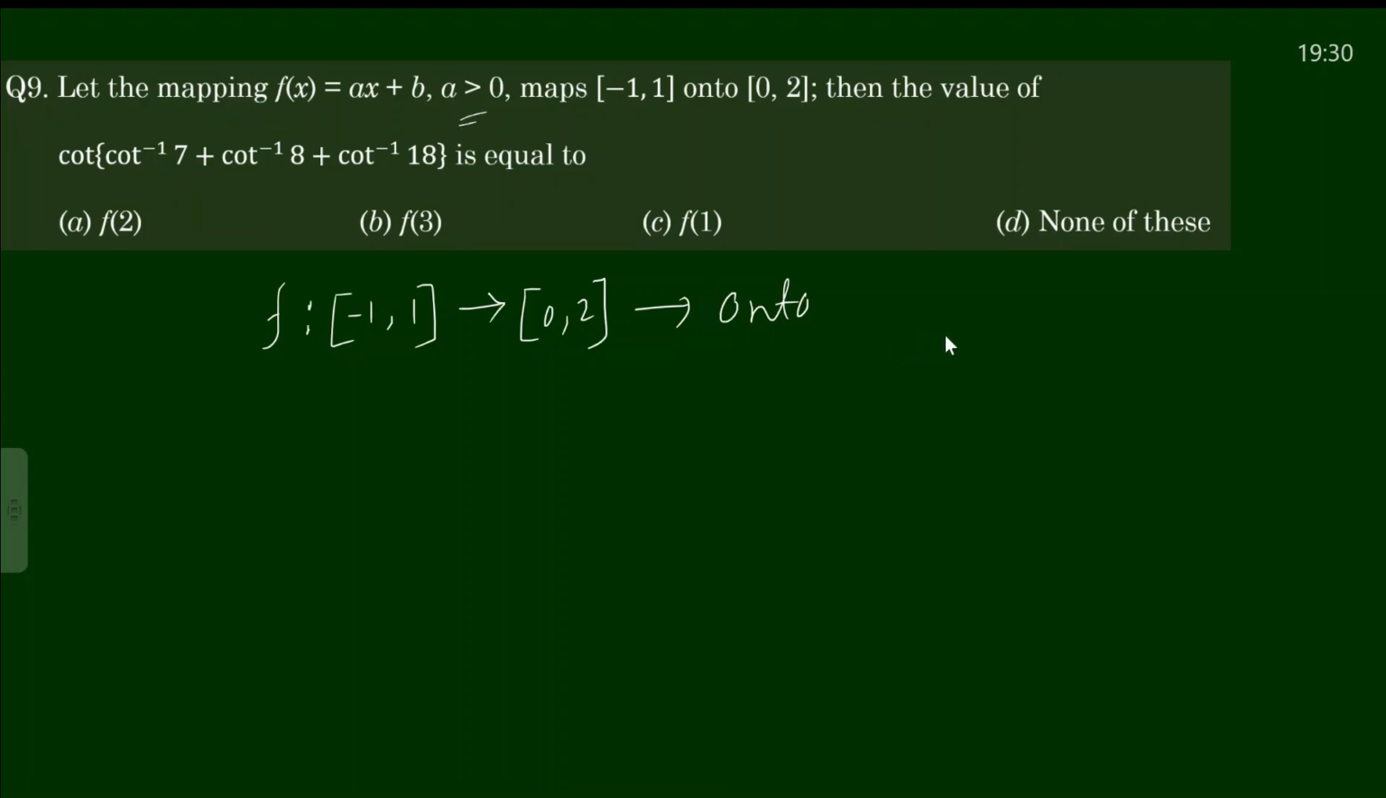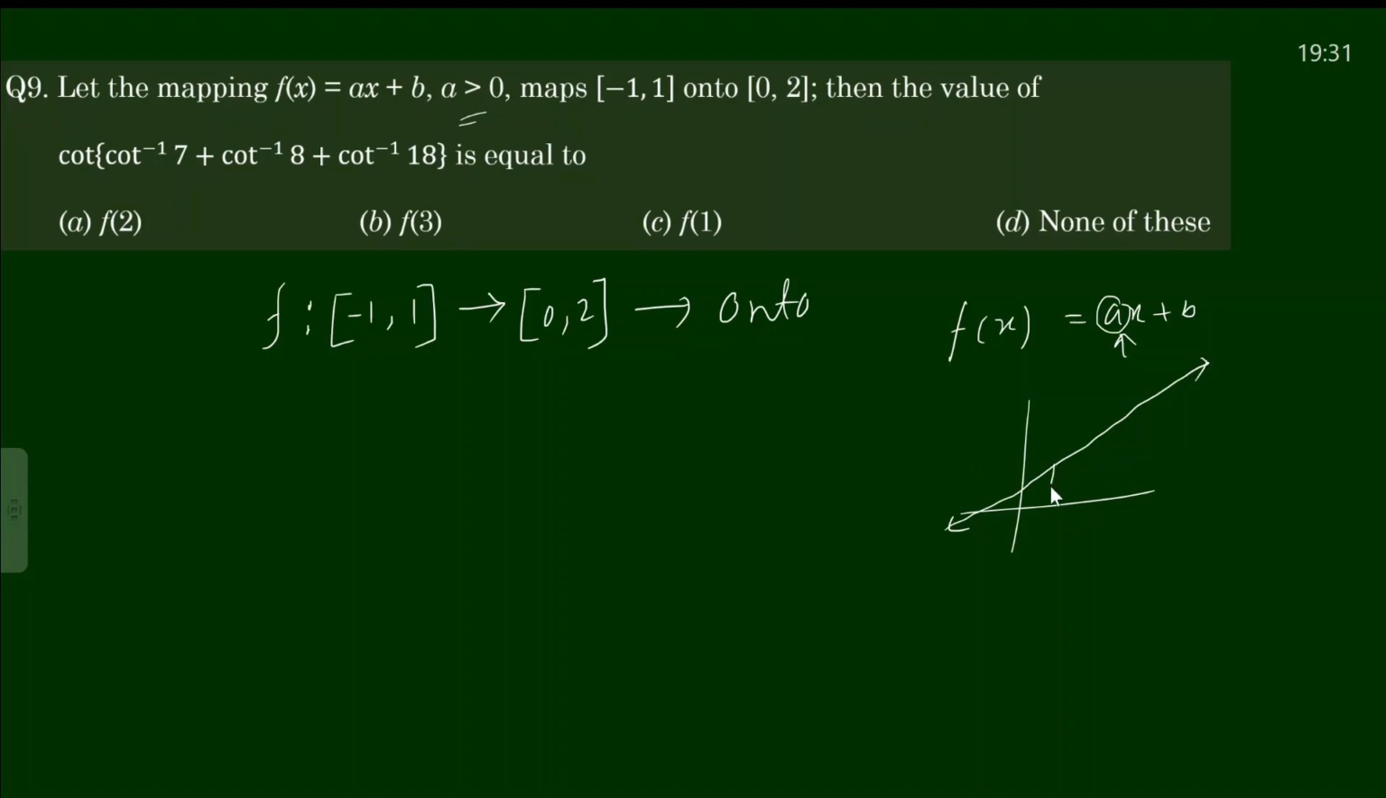So a greater than 0 means it is a straight line type function, y is equal to ax plus b, mx plus c type function, it is a straight line actually. Straight line, and having a greater than 0 means positive slope. So it is an increasing function, like this. It is an increasing function. And an increasing function is onto.